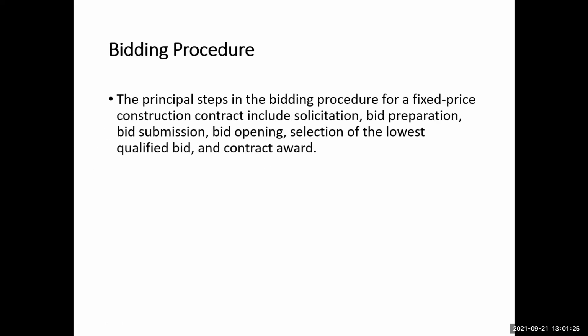Okay. So for the bidding procedure, the principal steps in the bidding procedure for a fixed price construction contract include solicitation, bid preparation, bid submission, bid opening, selection of the lowest qualified bid, and the contract award. So these are the different steps. Okay. Did we cover this point last time?